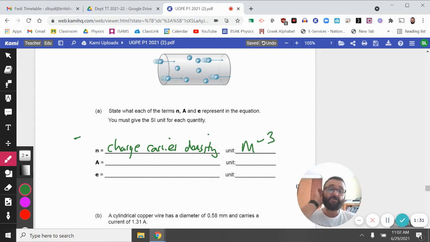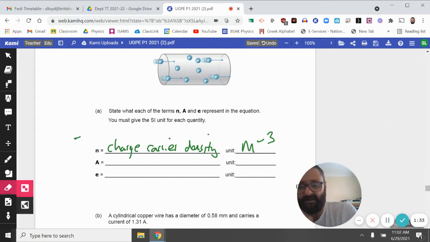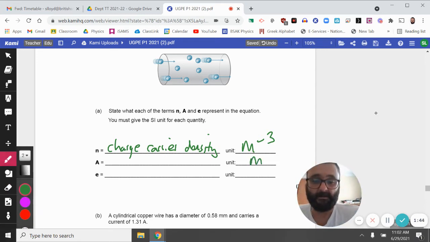A is the cross-sectional area. Don't say just area, please, because that could be surface area. It's the cross-sectional area, and of course that is meter squared. And e is the charge on a single electron, which is in coulombs.